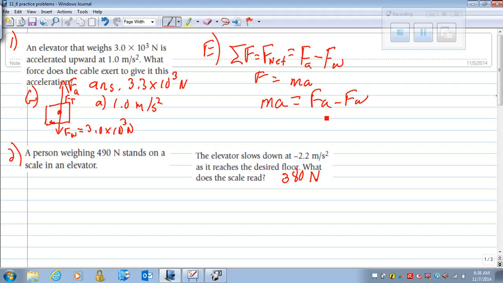This just means that if I'm looking for FA, that's what I'm looking for. My question is, what is FA? Then I just turn this equation around and say that FA is equal to MA plus FW. So I know that my acceleration is 1. That comes from here. I know that my FW is 3,000 newtons. That comes from here.